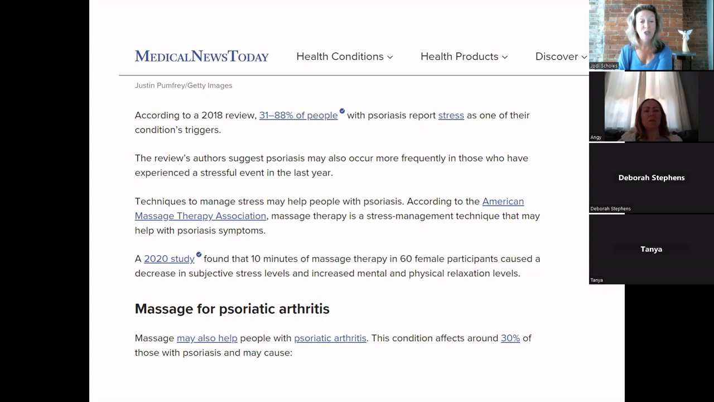And here's more research that shows massage therapy is excellent for arthritis. In fact, it says people with psoriasis report stress as one of their condition's triggers. Stress triggers episodes of psoriasis. Can you believe it? I know, it makes sense, right? Stress contributes, and so when we can manage the stress, we can manage the conditions. And so flare-ups like that are few and far between with regular massage therapy. Okay.